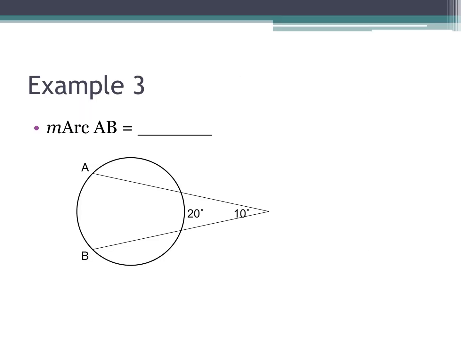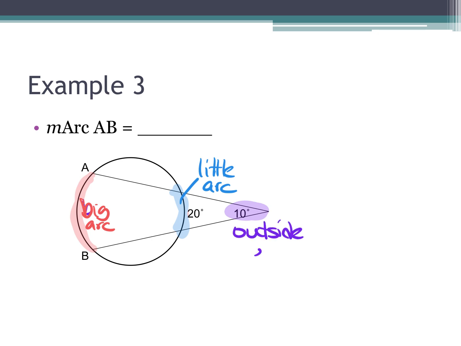So for example 3, this time they want me to find the measurement of arc AB. And arc AB, this is big arc. The 20 is my little arc. And then the 10 is my outside angle. So I'm using the same formula again because this is 2 secants. So 2 secants, I'm still doing the same formula.